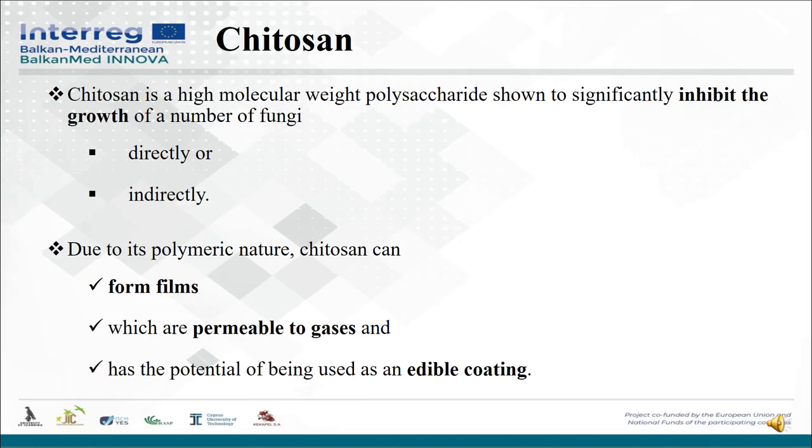Now let's consider chitosan, which is a high molecular weight polysaccharide, and it is shown to inhibit the growth of a number of fungi, either in a direct manner or indirectly. In fact, due to its polymeric nature, chitosan can form films which are permeable to gases and has the potential of being used as an edible coating.